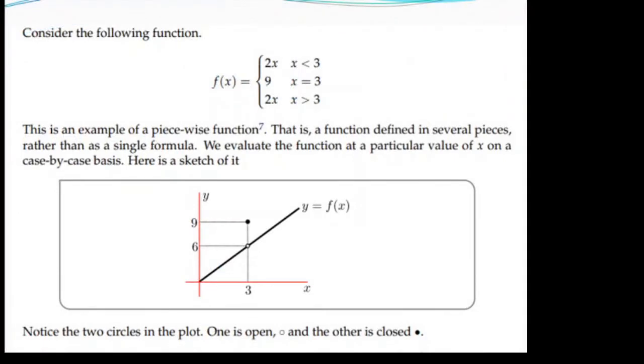Now we consider one example. Let us see this function: f(x) equals 2x when x is less than 3, f(x) equals 9 when x equals 3, and f(x) equals 2x when x is greater than 3. This is an example of a piecewise function, that is, a function defined in several pieces.